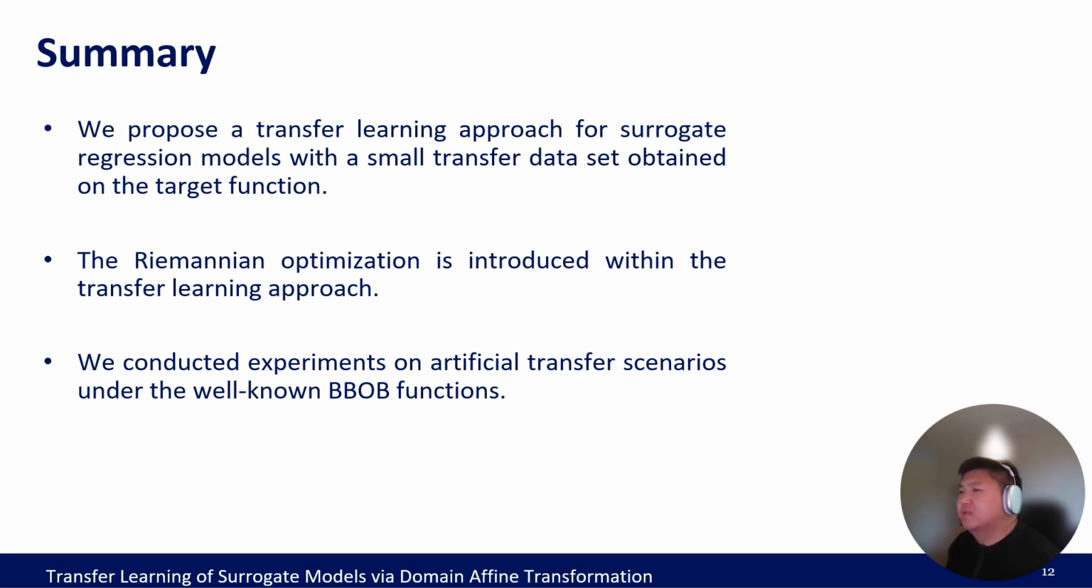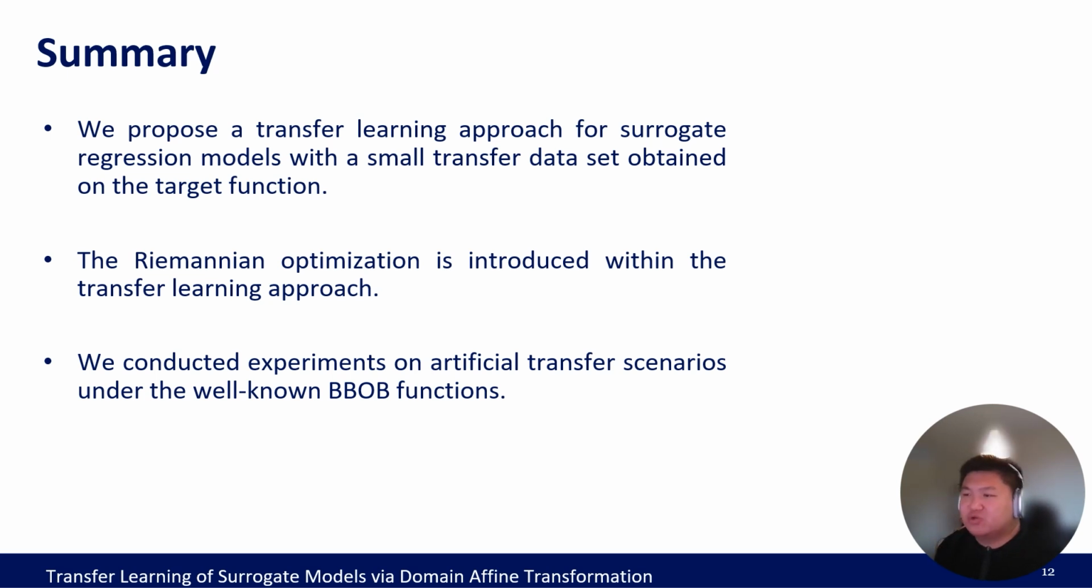Overall, we propose a transfer learning approach for surrogate regression models such as Gaussian process regression. We observe the domain shift among different regression tasks where the domains of a source and target function are related by an affine transformation. In our method, we propose an optimization-based approach to learn such a transformation with a small transfer dataset obtained on the target function. The learned transformation is then used to transfer the model built on the source function to the target. Conceptually, when acquiring new data points on the target is costly, our method with a small transfer dataset can be more efficient than constructing a surrogate model from scratch.